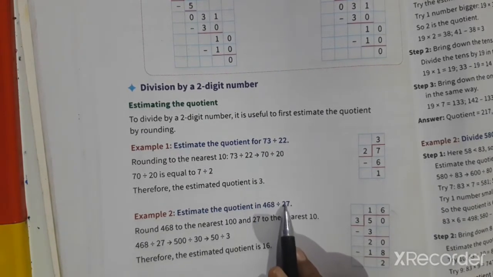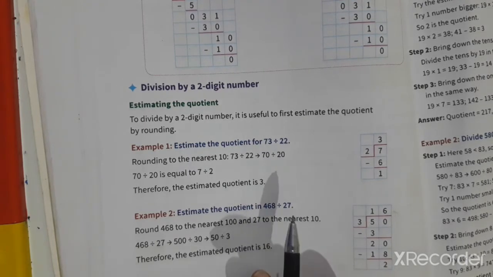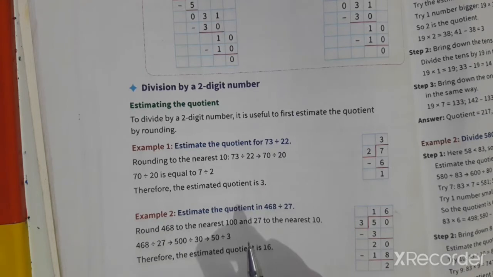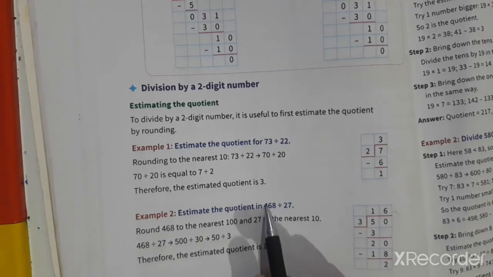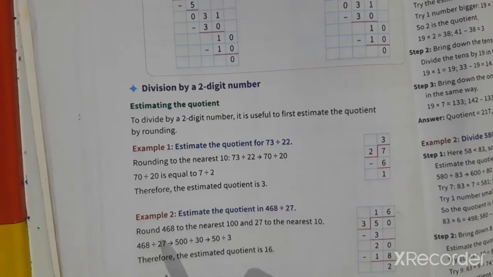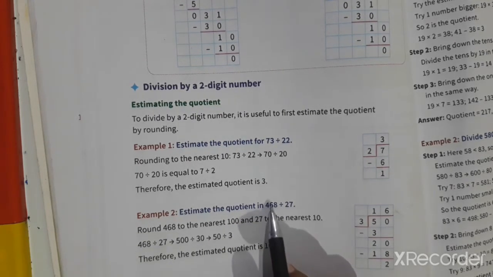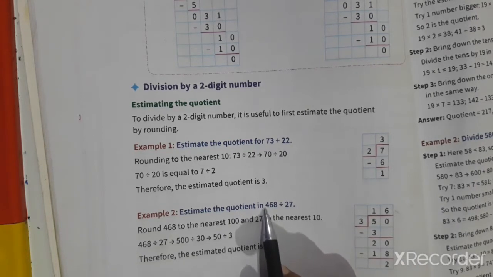Here we are rounding off to the tens place. Here we are rounding off to the 100 place. Because here it is not mentioned to round the number to a particular place value. If it is not mentioned, we can apply the general rule. General rule means the first number is rounded off. We can round off any number, ones place, tens place or 100 place, but in most cases we round off the first number.